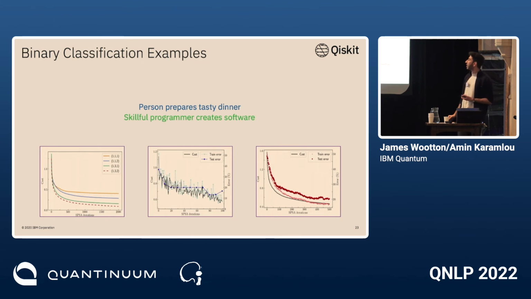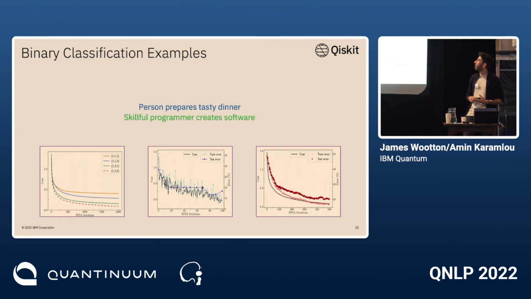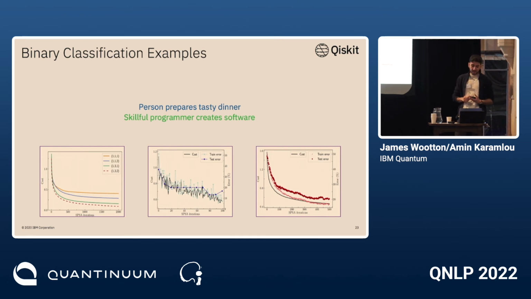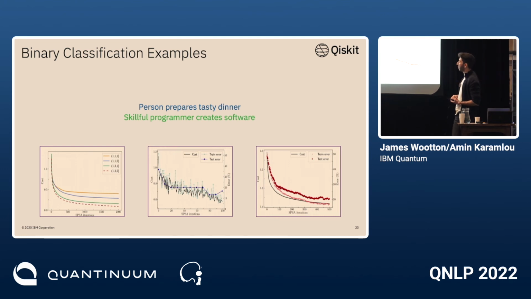And again, people have done this. None of this is our work yet, but people have done this for binary classification examples. So I think for a corpus of 130 sentences, some of which are about cooking and some of which are about IT, you can train this classifier. And these diagrams at the bottom essentially tell you that the idea works. So this is running it on a simulator, I think, and the one in the middle is running it on a real quantum computer.